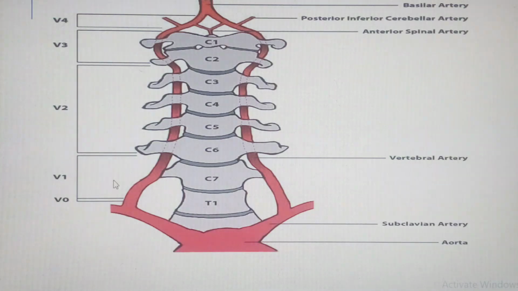Now this is actually an anterior view of it, because you can see the bodies of the upper 6 cervical vertebrae together with some of the first 2 thoracic vertebrae.